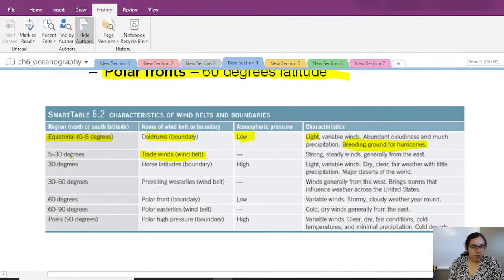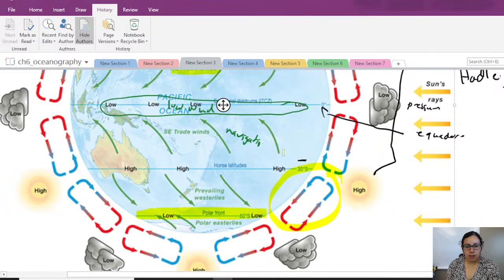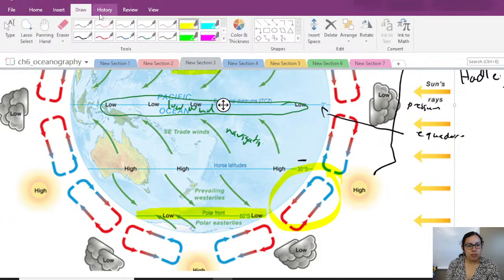Then we have trade winds. Looking at this, this is north or south, pretty close to the equator, and those were strong, steady. Then once we get to those horse latitudes, that's going to be high pressure, so kind of more clear weather at the horse latitudes. And we can see that here, right? Again, high pressure horse latitudes, clear conditions.